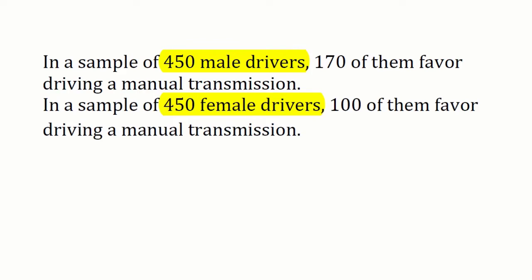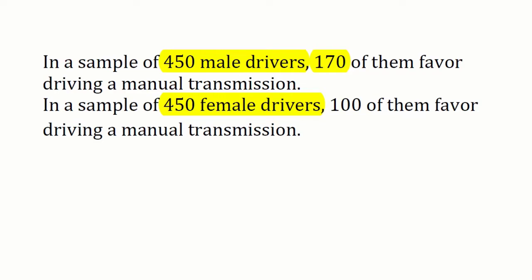And so let's now look further into our description of the 2 samples. So still in the same sample that is from population 1. Now in this sample of 450 male drivers, or in this sample of 450 people from population 1, we found 170 of them who favor driving a manual transmission. So right here with the 2 numbers that I highlighted, this is the successive count that we found in this sample that favor driving a manual transmission.